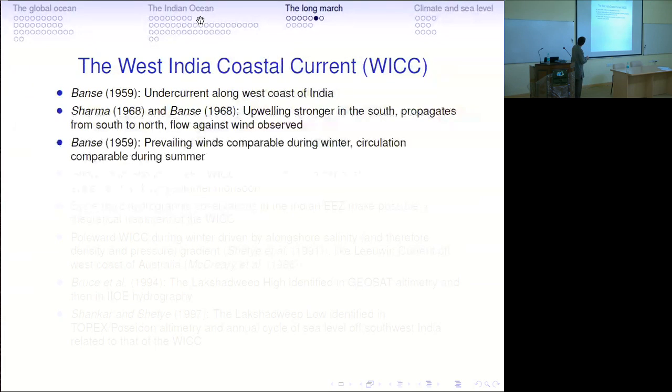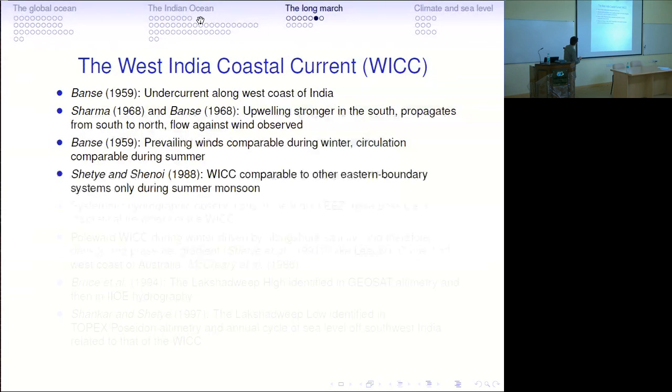Banse in 1959 had already pointed out that the prevailing winds are equatorward. You have the ITCZ sitting roughly at the equator. You have northeasterly winds and southeasterly winds on either side of the convergence zone, which is similar to what you see in other places. So the prevailing winds are equatorward. But the western boundary Somali current flows poleward in the Arabian Sea during summer. The Somali current flows poleward during the summer monsoon. During the winter monsoon, it flows equatorward. That's opposite in direction to what you see in the other basins.